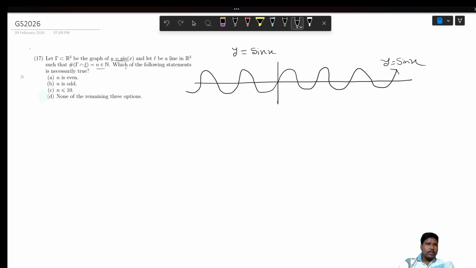Let L be a line in R square such that the point of intersection of the line with this curve is natural number. Then is n even number or odd number or less than or equal to 10? So we can take any line in this two-dimensional plane. Suppose we take this line, it's a rough line.